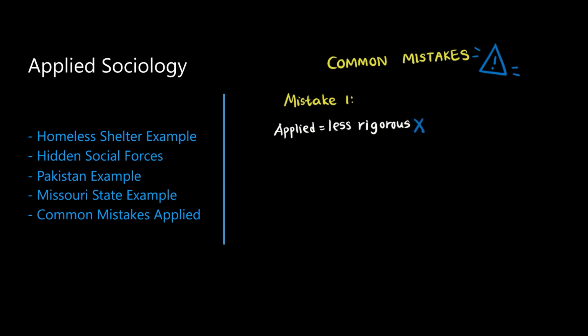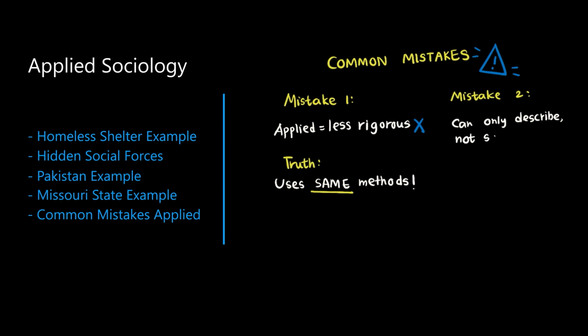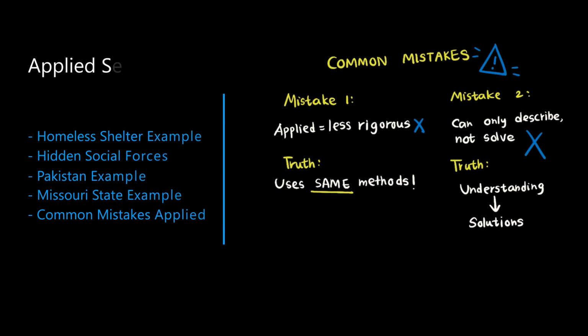Applied sociology uses all the same research methods and theoretical frameworks. It just directs them towards solving specific problems. Another mistake is thinking that sociology can only describe problems, not solve them. In reality, understanding social causes is the first essential step toward developing effective solutions.